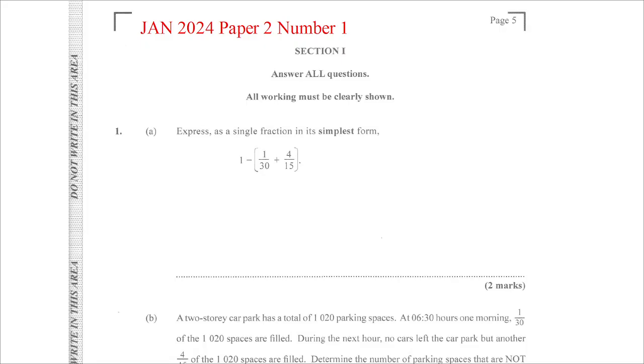Okay. January 2024, express as a single fraction in its simplest form. They did not say use calculator otherwise, so I would not just put the answer. I will have to show some type of working. This is a combination type question, meaning there's a combination of operations here. So according to that, we always follow BODMAS, right? BODMAS will remind me that I have to do brackets first. So that's 1 over 30 plus 4 over 15.